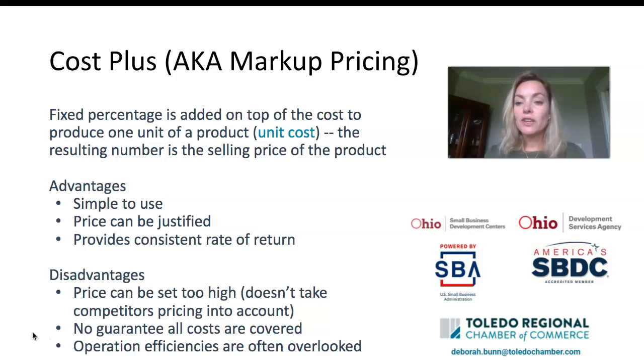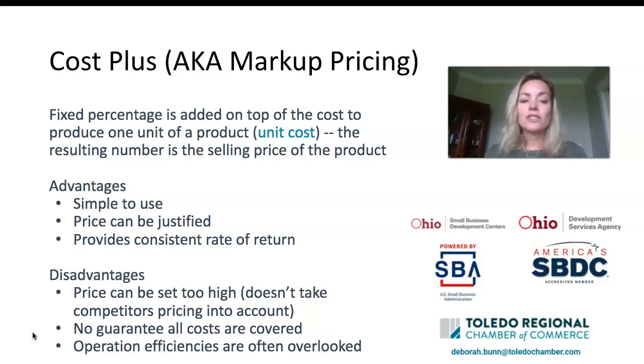You can really justify your price as well. You can say, well, if it costs me this many dollars to produce something, I know I will get that back. If I add a certain percentage, that would be my profit. So again, it provides more of a consistent rate of return.